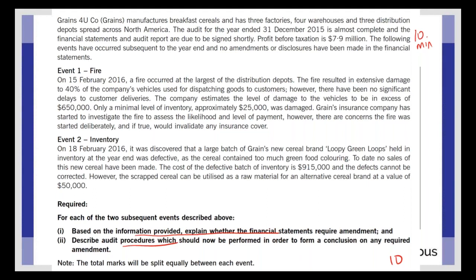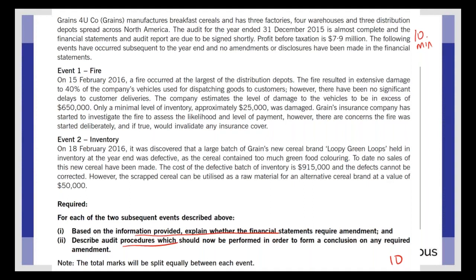I'm just doing event 1 right now. Can you just quickly tell me, I think most of you have the correct answer. Are we all okay with the fact that event 1 is non-adjusting? Yes, it is non-adjusting.